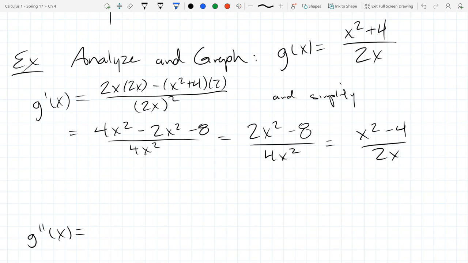So any questions on the simplified g prime? I think this is as simple as it's going to get for your next derivative. So take the derivative of this function here. Oh, I lost a squared on my x. That's pretty important. That'll change things.